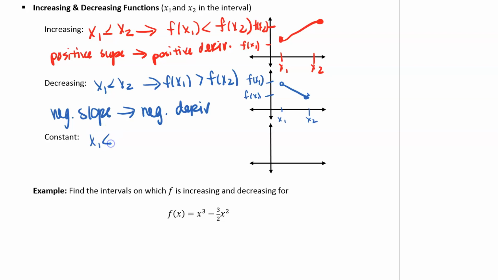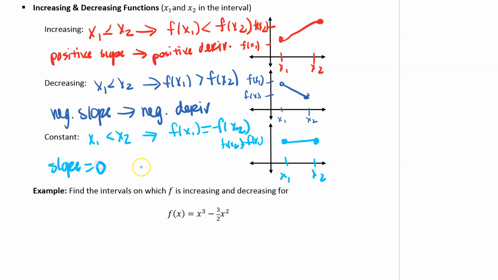What about a constant slope or a constant function? This would mean f of x1, x1 is less than x2. And that means that our f of x1 is equal to f of x2. So as we move from left to right on a graph, we are just maintaining our values. We are not going up or going down. Now this is when algebraically your slope is 0, where calculus-wise your derivative is 0. And we've done that many times within this course.